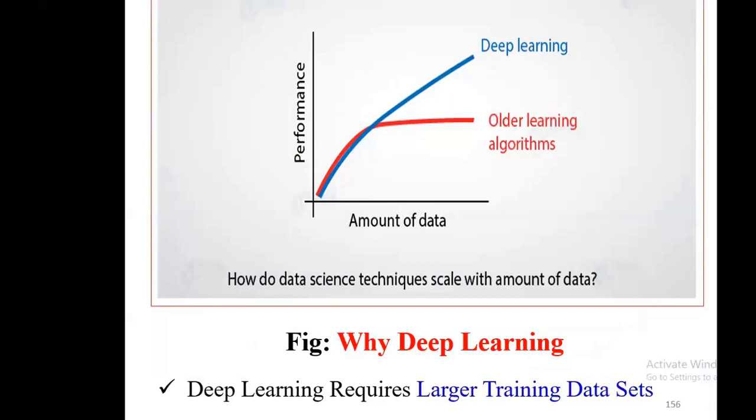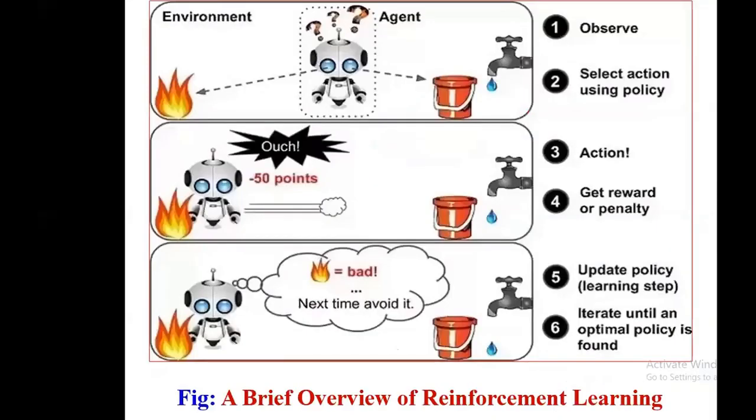And why deep learning? Deep learning requires larger training data sets. Amount of data I am taking on the x-axis and performance. Wherever a huge volume of data is there, please apply deep learning techniques. Then only it gives very good accuracy. Okay. So this is the reinforcement learning concept I have already explained. How it is that chart is learning from the mistakes. So reinforcement learning is nothing but learning from the errors, learning from the mistakes. Okay. This example I have already explained.